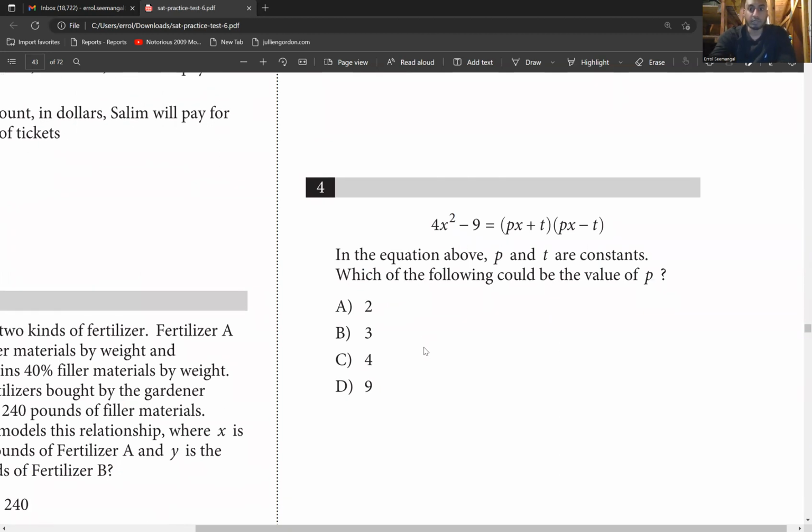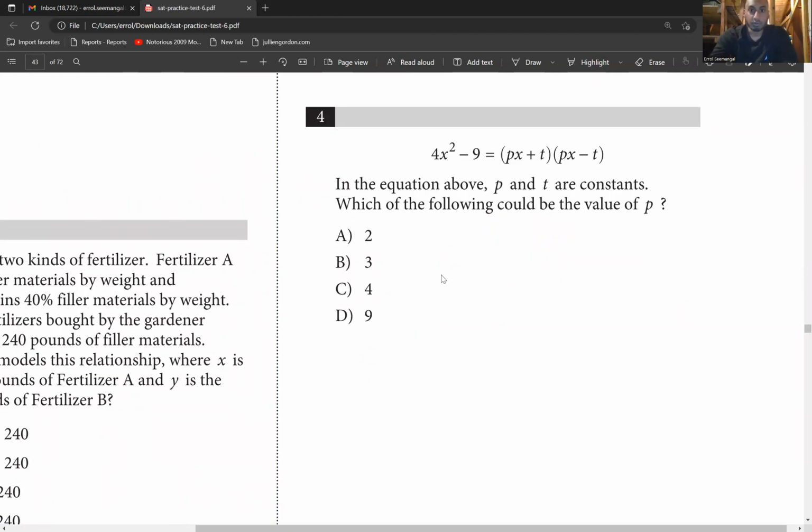Okay, in the equation above, P and T are constants. Which of the following could be the value of P? All right, so how do we do that one? What does this break into? That would be 2x minus 3 squared. One would be plus, one would be minus. 2x minus 3 is one, and then plus 3 would be the other one.